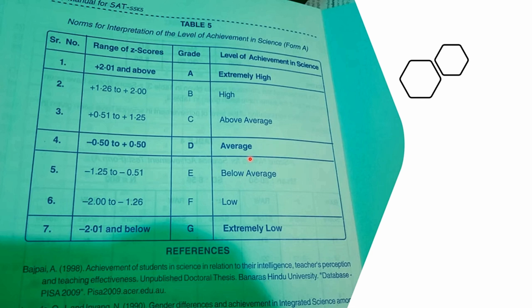So, establishment of norms is important. We convert the raw scores into the derived score, and we can make the norm referenced interpretation.